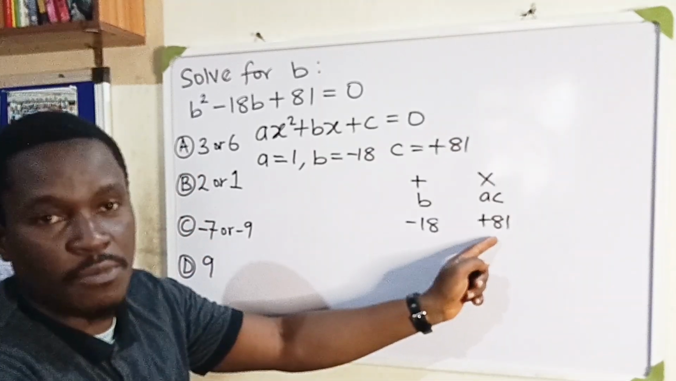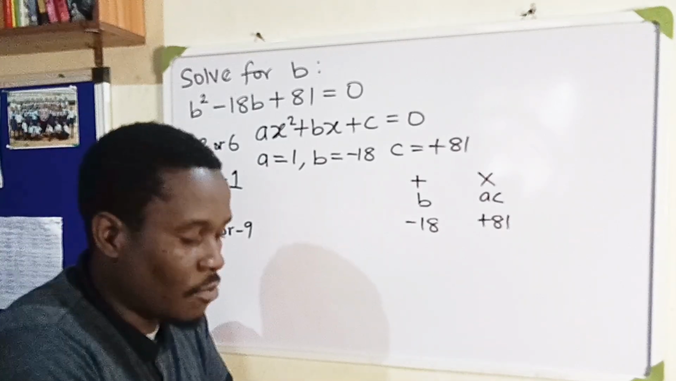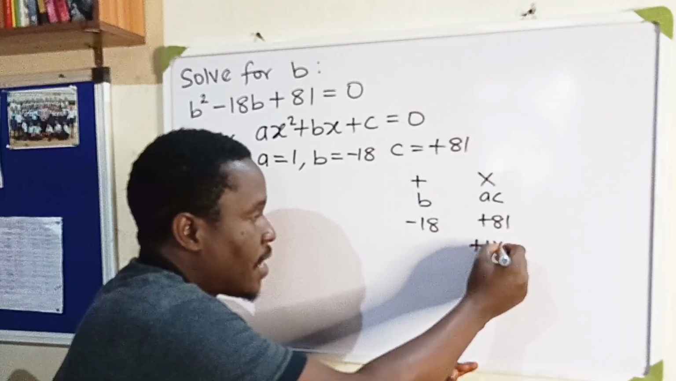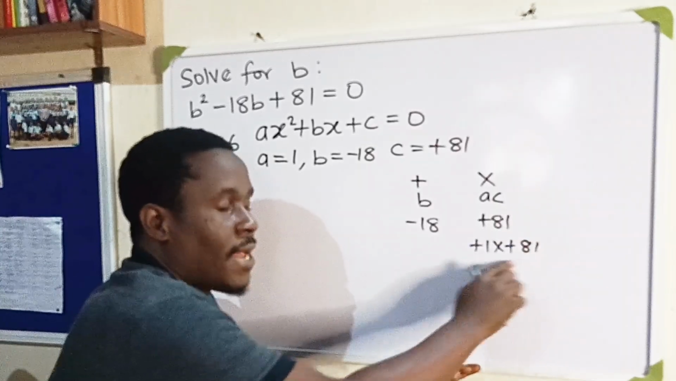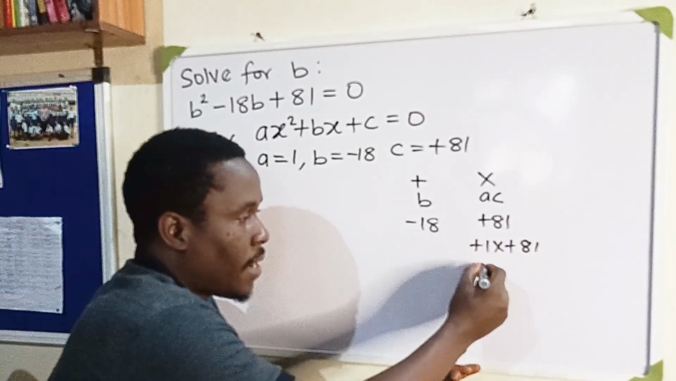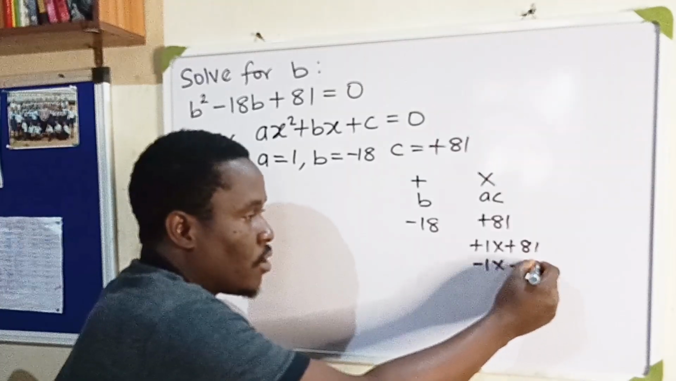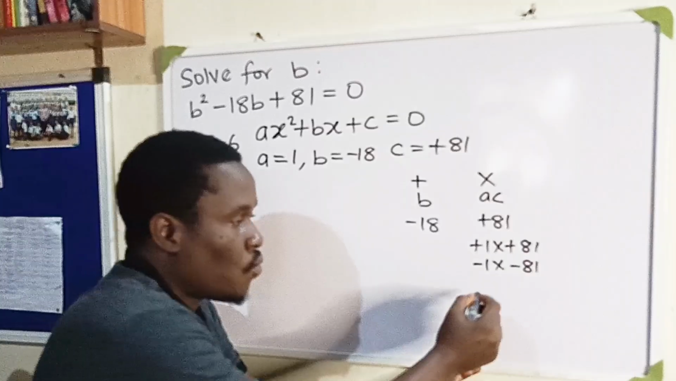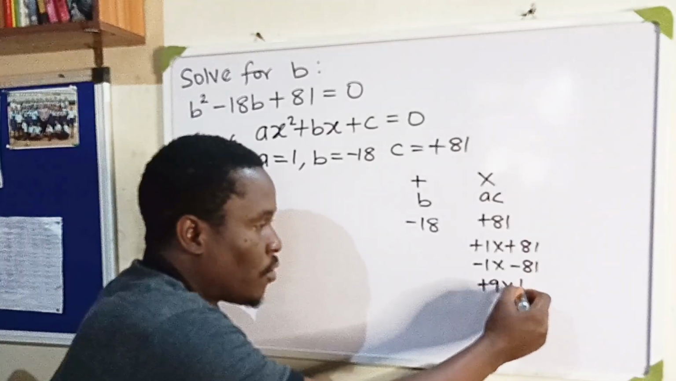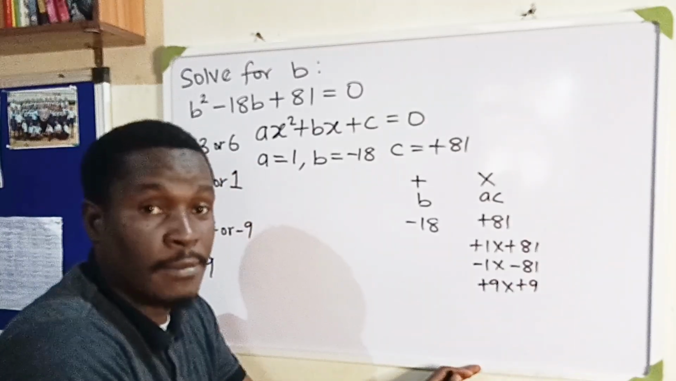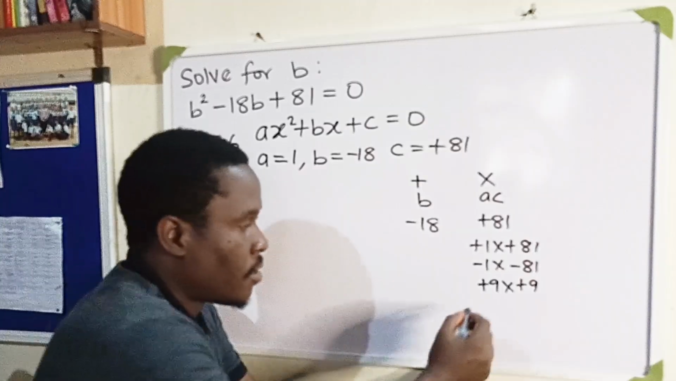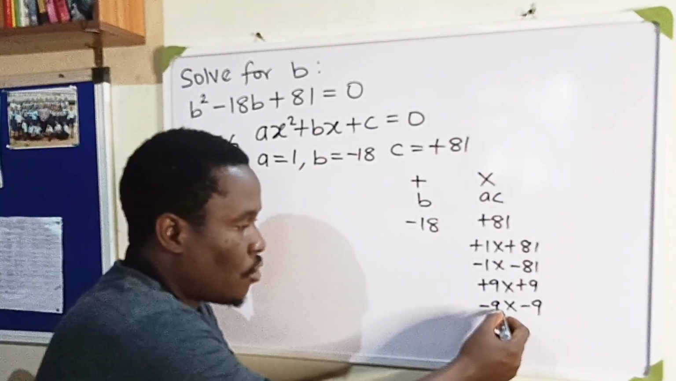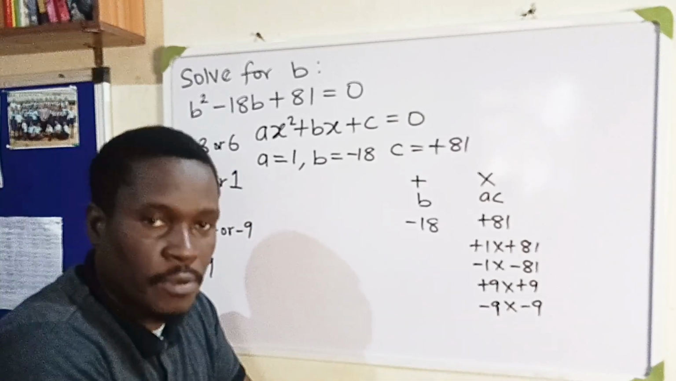First, let's start with the multiplication. Let's write all the numbers that will multiply themselves to give us plus 81. We have plus 1 times plus 81, which gives plus 81. Minus 1 times minus 81 will also give you plus 81. We have plus 9 times plus 9, which gives us plus 81. Minus 9 times minus 9 will also multiply to give us plus 81.